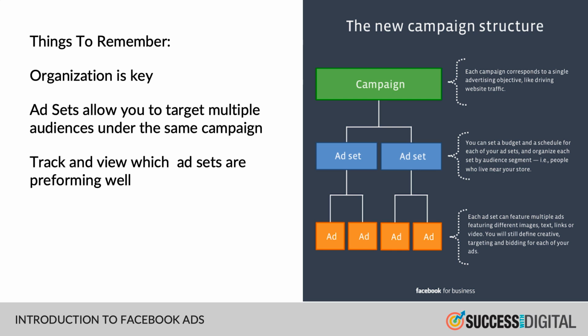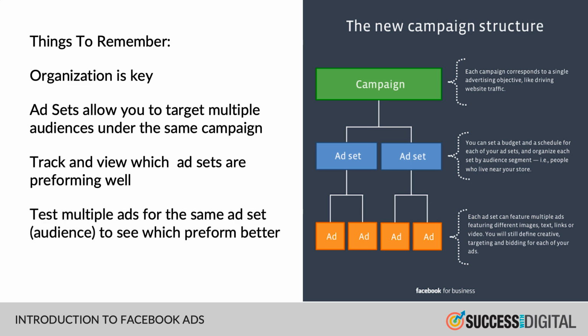Also, track and view. When you have your buyer personas broken out into different ad sets, it allows you to track and view which ad sets are performing well and which buyer personas or medium is performing well. And then also test multiple ads for the same ad set audience to see which one performs better for that ad set. And so if you look here, you'll see that this is a campaign structure.